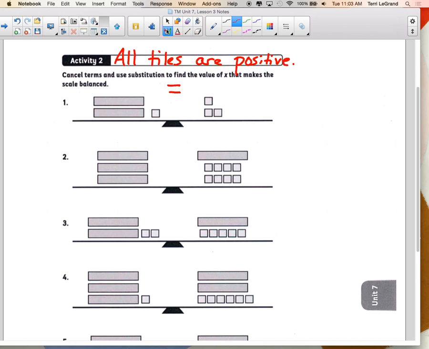Okay? So what do you think we could do here? Don't look at me, I don't have the answer written on my face. Look at your paper. Figure it out. What do you think we could do to figure out what X would have to be equal to?